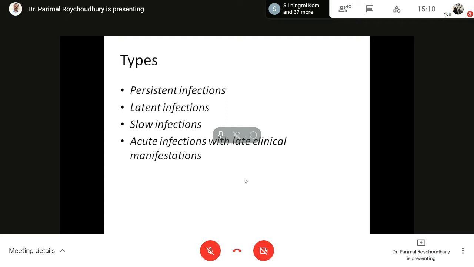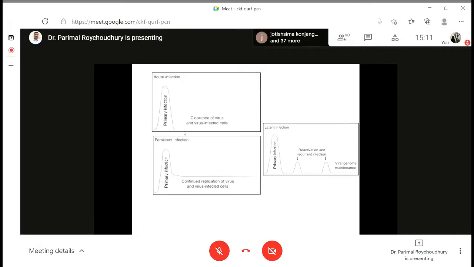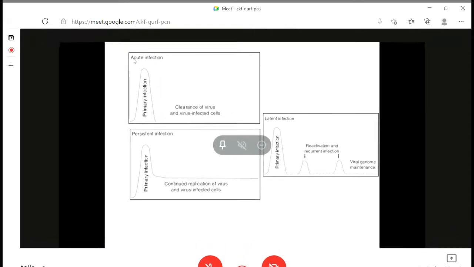Note down the different types of infection: slow infections, or acute infections with late clinical manifestation. These are different types of persistent infection. So persistent infection is the interaction between the virus and the cell. Okay. Through a certain diagram, as we see here, what basically happens in acute infection is that once the virus enters, the animal starts showing the clinical manifestations and goes to the highest level, and again the virus particle will remain. This is what we call the acute infection.